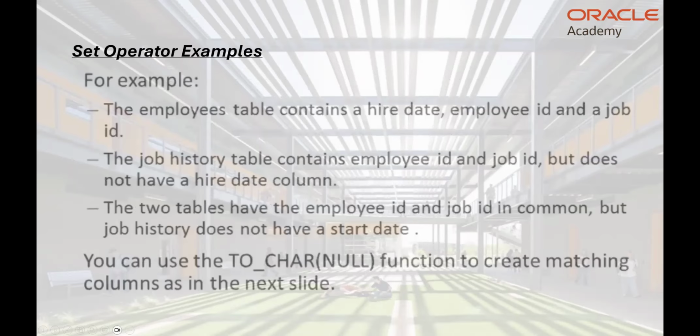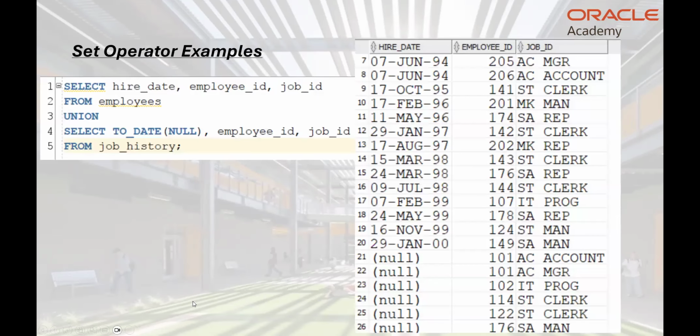For example, the employees table contains a hire date, employee ID, and job ID. The job history table contains employee ID and job ID, but does not have a hire date. If we wanted to union these tables, we have employee ID and job ID in common, but job history does not have a start date. So you can use the toChar null function to create matching columns like it's shown here. Please read through this query.